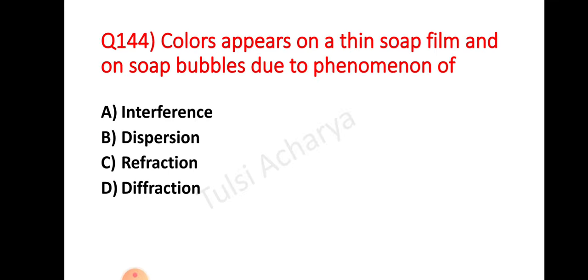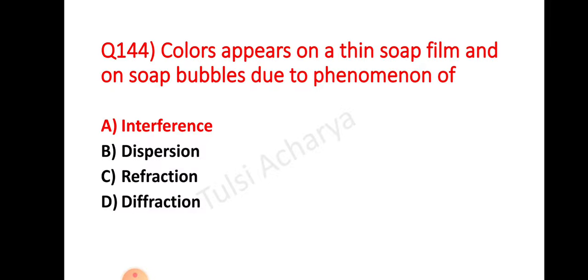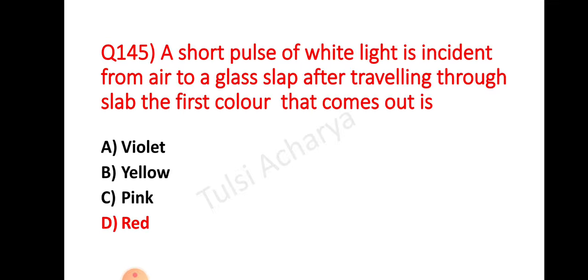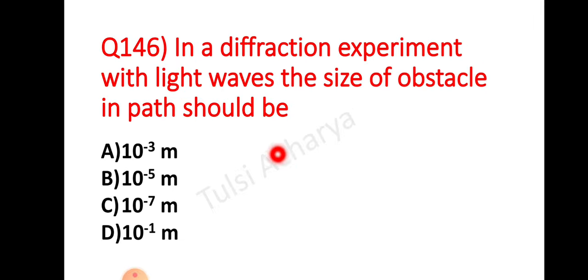Now let's move to question number 144. Color appears on a thin soap film and on soap bubbles due to the phenomenon of interference. Because of interference, the colors on thin soap bubbles appear. Now let's move to question number 145. A short pulse of white light is incident from air to a glass slab. After traveling through the slab, the first color that comes out is red, because red has the greatest speed. Now let's move to question number 146.